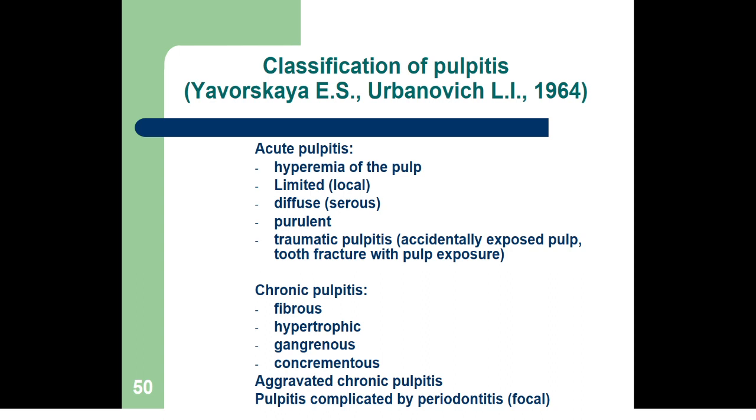Accidentally exposed pulp and tooth fracture with pulp exposure. And the chronic forms of pulpitis are divided into fibrous, hypertrophic, gangrenous, concrementous. And as I told you previously, the next groups are aggravated chronic pulpitis and pulpitis complicated by periodontitis.